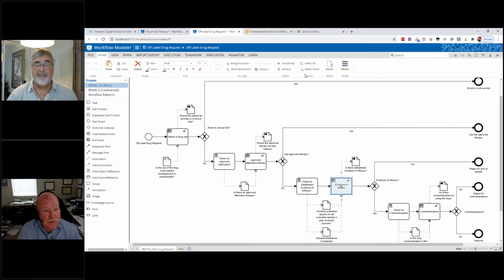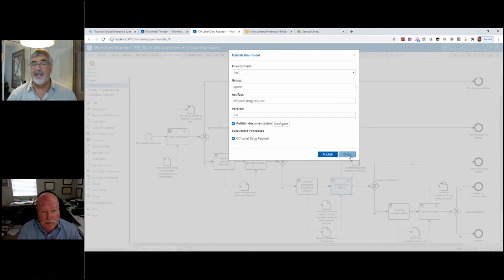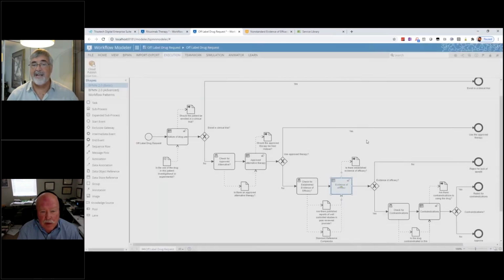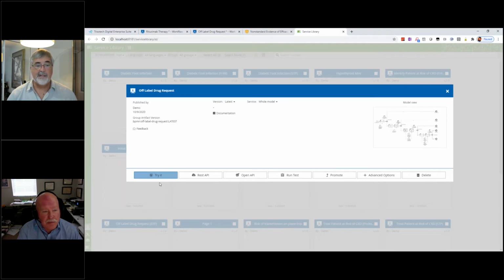So what we've done is we've taken this model here and published this model with a one-click publish. When I press this button, it actually generates a service out of this diagram. This service is executable, and I can come here and try it. In particular, the Trisotech platform generates all these services on the fly for you. You have nothing else to do.